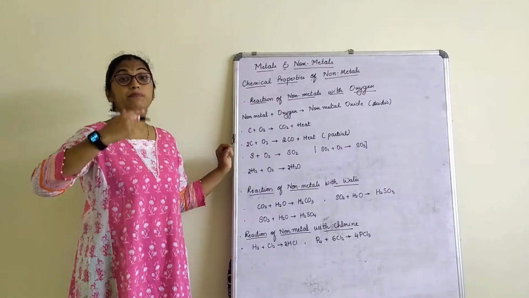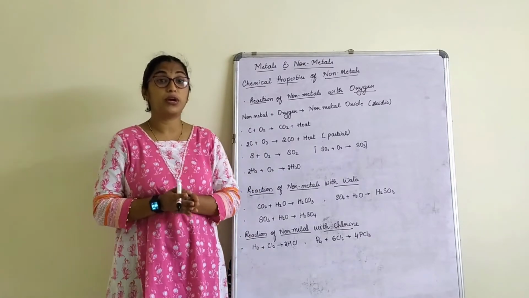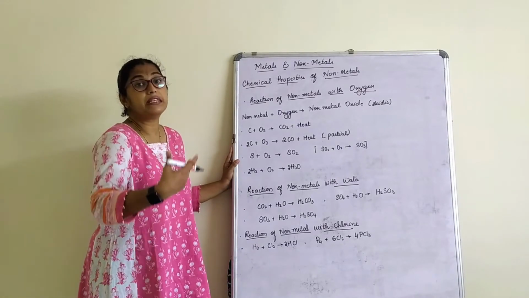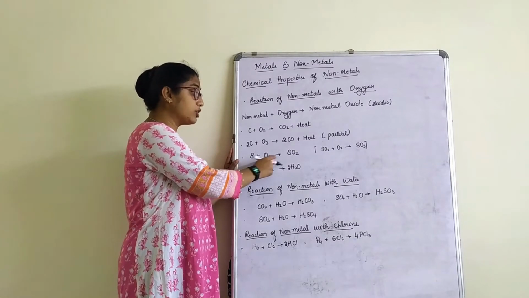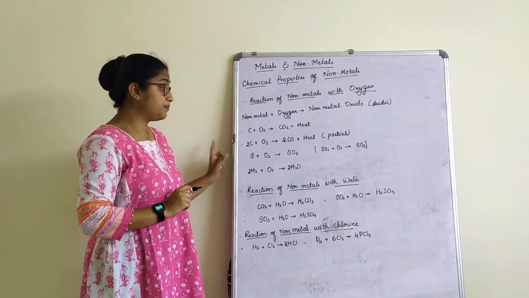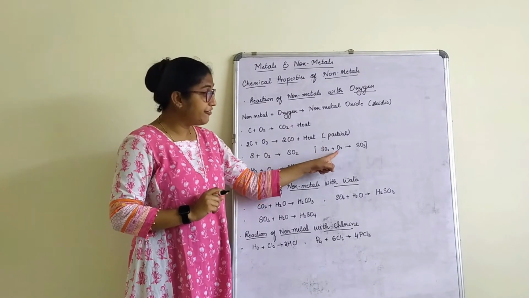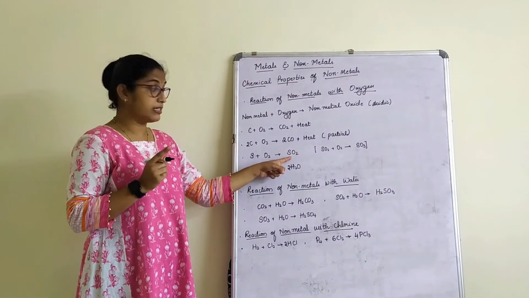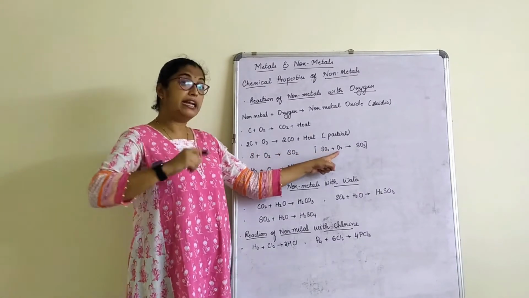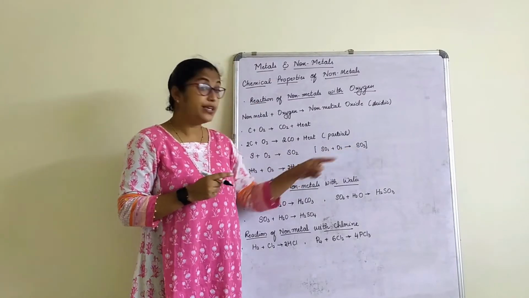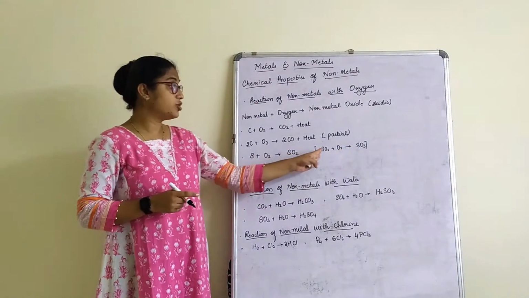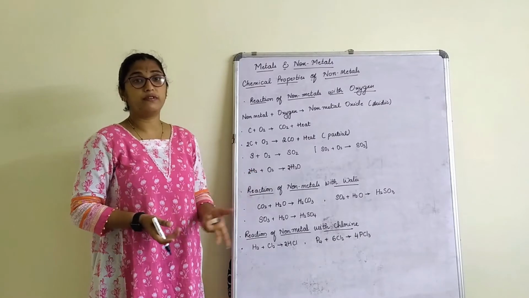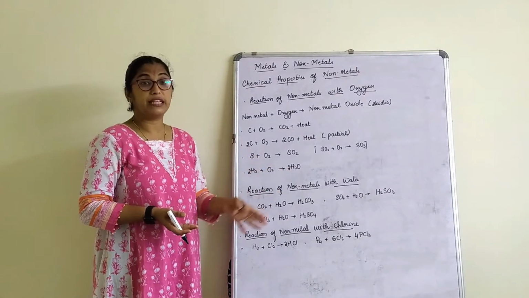That is why carbon monoxide is liberated, which is very poisonous for animals, and even human beings come into it. Sulfur reacting with oxygen gives us sulfur dioxide. If this sulfur dioxide reacts with oxygen further, we get sulfur trioxide. This is just for your information. The last one, hydrogen and oxygen will give us water.